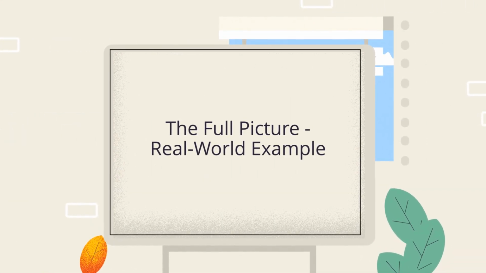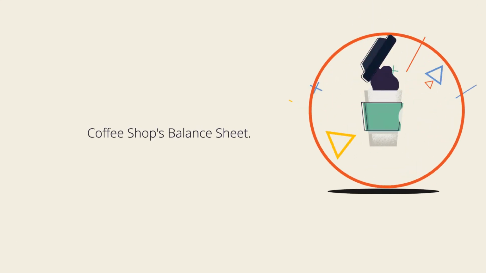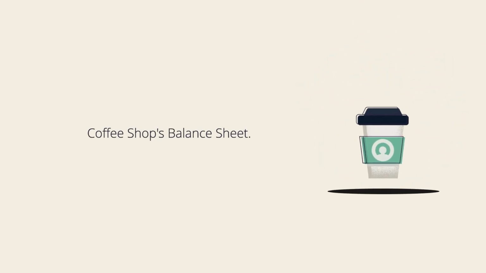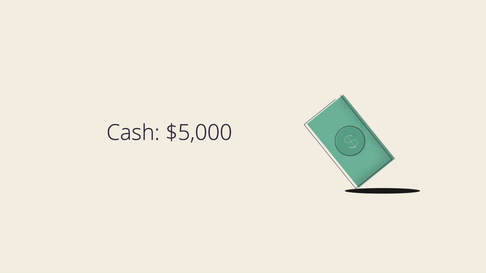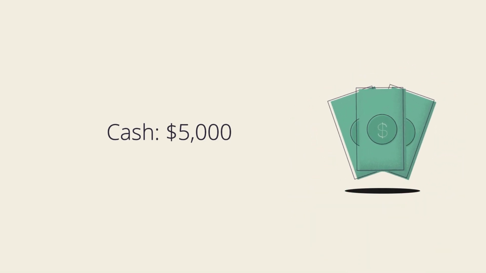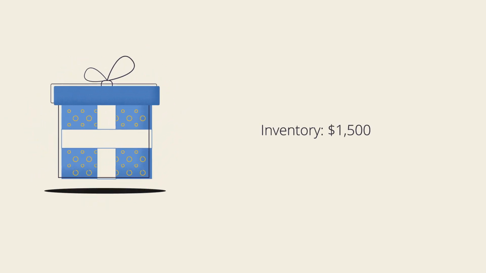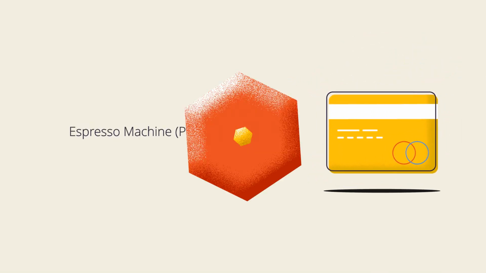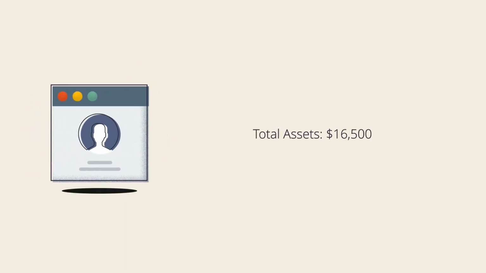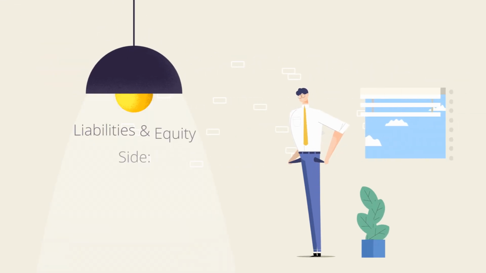Section 4. The full picture, a real-world example. Let's look at a coffee shop's balance sheet. Asset side. Cash, $5,000. Inventory, $1,500. Espresso machine, $10,000. Total assets, $16,500. Liabilities and equity side.